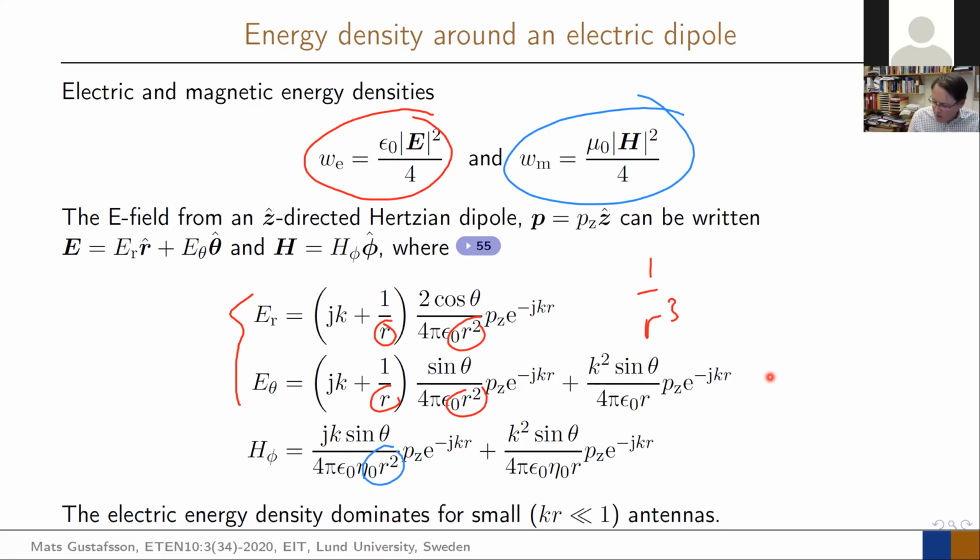And then we have the dominant part, which is the far field, which is what we've really been looking at in this course. Here we have this one, and we have this one. This is the far field terms. The other ones are the near field terms.